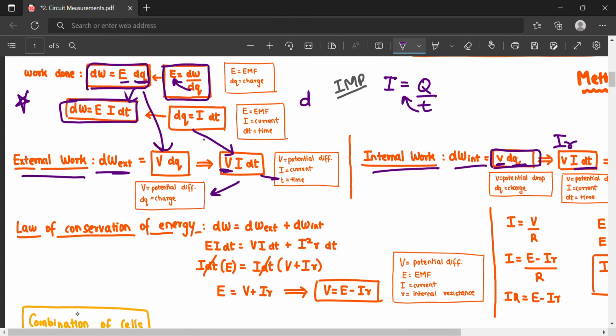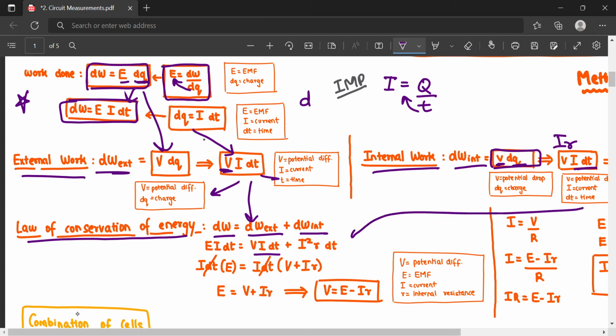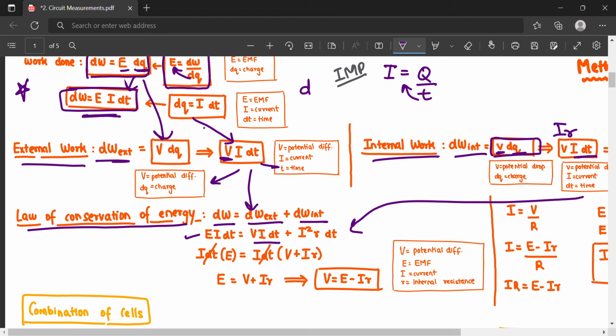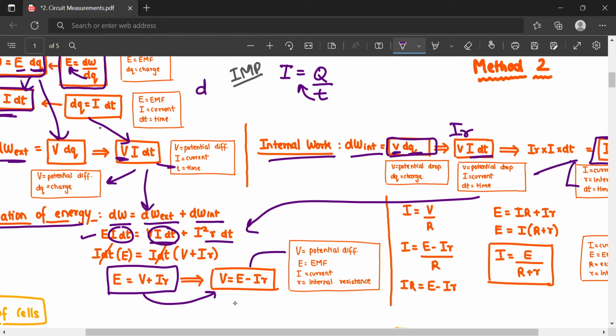Now, according to the law of conservation of energy, total work done is the external work plus the internal work. Our external work is equal to V I dt and the internal work is equal to I square r dt. And dW, if we remember, we had calculated as E I dt. We will now cancel out the common terms, that is I dt, I dt and again I dt, thus getting a new formula where V is equal to E minus I r. Refer to this for what each symbol stands for.